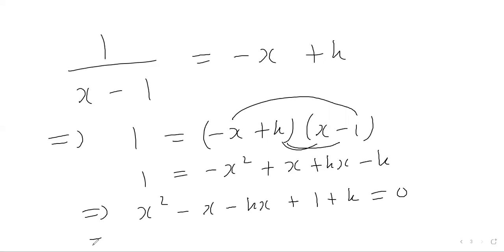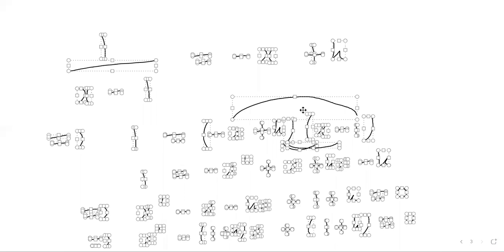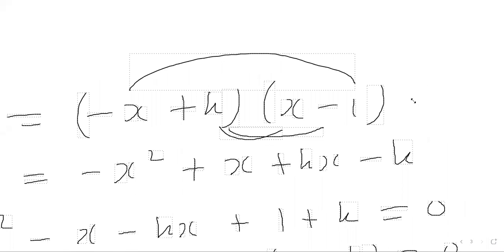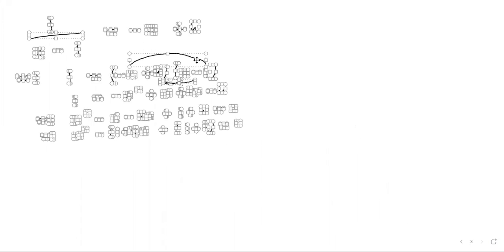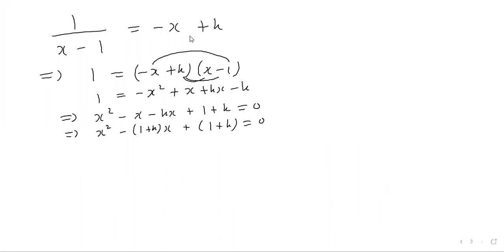And again, if I just tidy this up even more by factoring out the x in the second and the third term, we get x squared minus (1 plus k) times x plus (1 plus k) equals 0. So the question is asking us what values of k will give us exactly 2 solutions. So we want this equation to have 2 solutions.